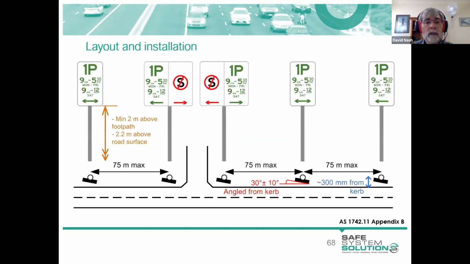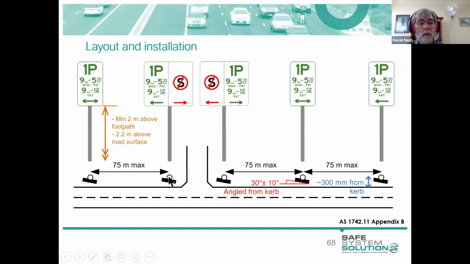Cool. So, some of the issues about layout. The height of the signs is important. The general guidance is they should be 2 meters above the footpath and 2.2 meters above the road surface. This is so people don't hit their heads on the signs when they're walking past them, they don't get hit by car doors, and they can be seen over the top of a car. They probably can't necessarily be seen over the top of a truck, but at least over the top of a car.